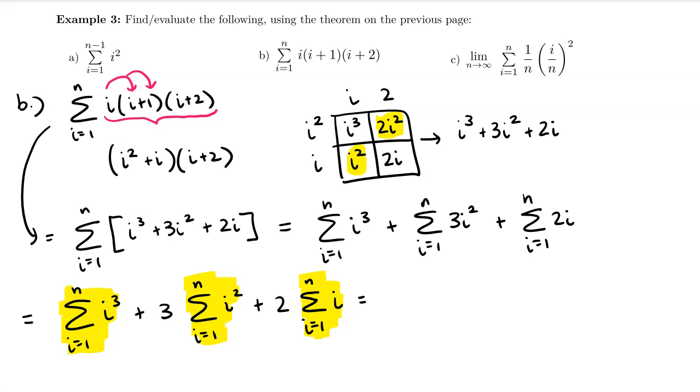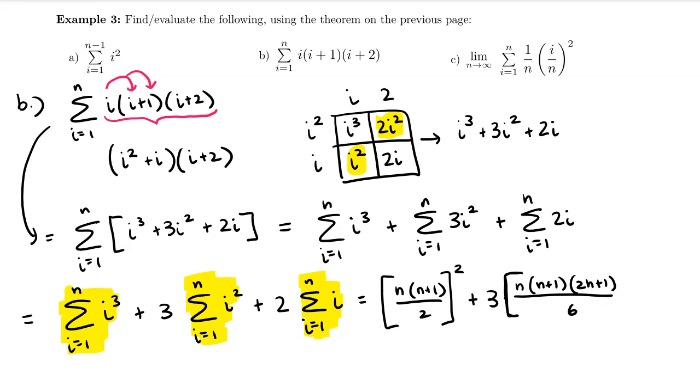If I sum i cubed from 1 to n, if you go back to the previous page, that is equivalent to n times n plus 1 over 2, and this entire quantity squared, plus 3 is just the constant, and then the summation, we actually used it in part A, so that was equal to n times n plus 1 times 2n plus 1 all over 6, and then we have plus 2 times, the last summation is equivalent to n times n plus 1, and this is all over 2.